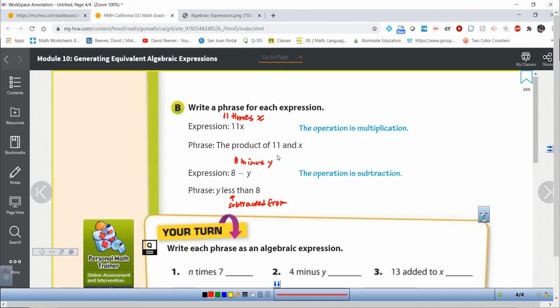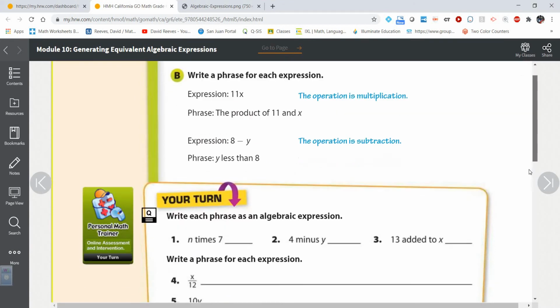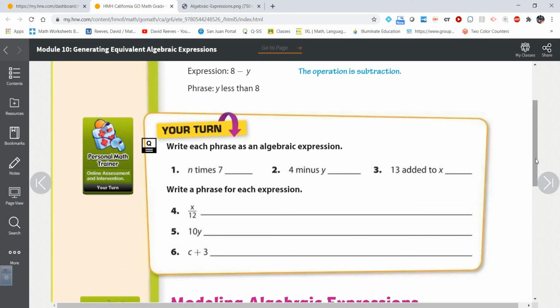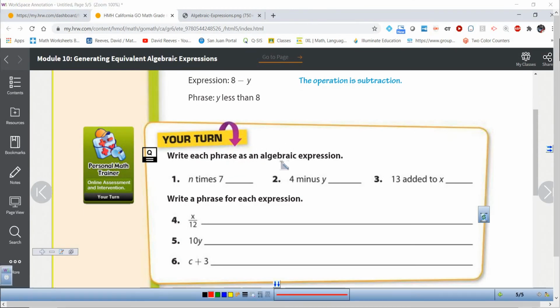Okay then. If we were asked to write these out real quickly: write each phrase as an algebraic expression, n times 7. We could write n times 7 like that. A better way to write it would be 7n with the coefficient in front. 4 minus y, we could write 4 minus y just like that. That one's pretty much just what we want to do.